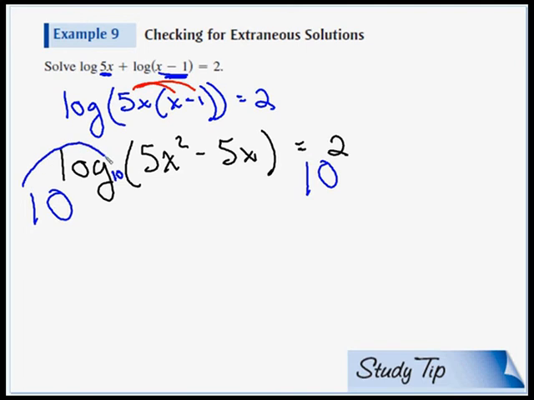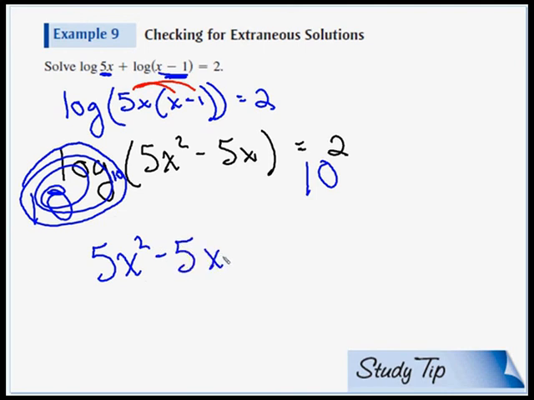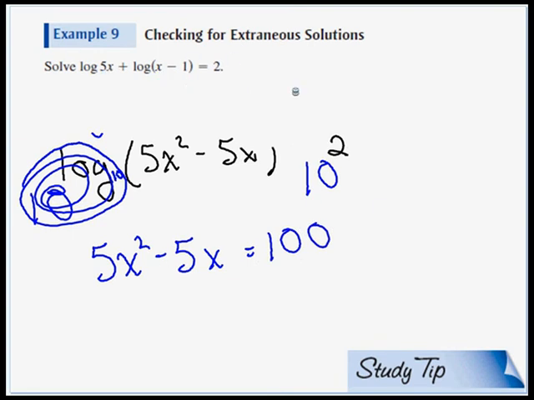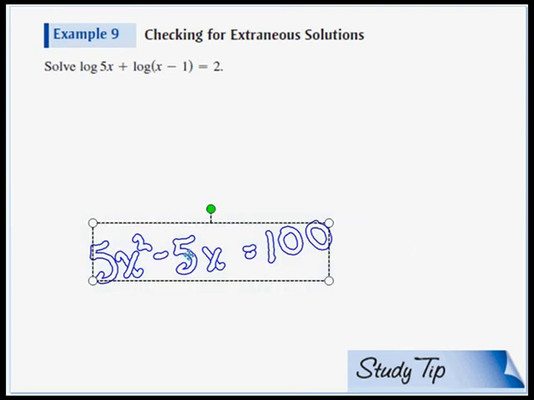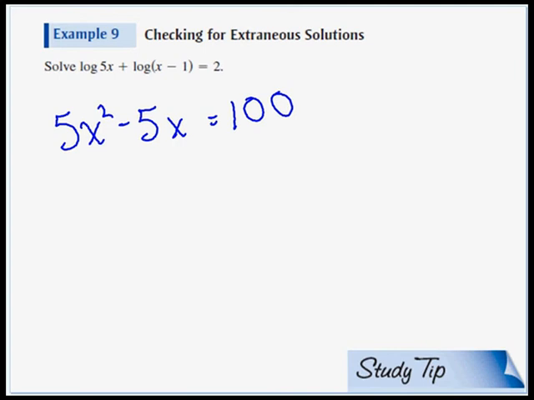So here the 10 raised to the log base 10 powers will cancel, and we're left with just the exponent there, the 5x squared minus 5x. And that's equal to 10 squared, which is 100. Alright, now it looks like we've got a squared term, a single power term, and a number. We're going to get this all equal to 0, and factoring is probably the route we're looking for.